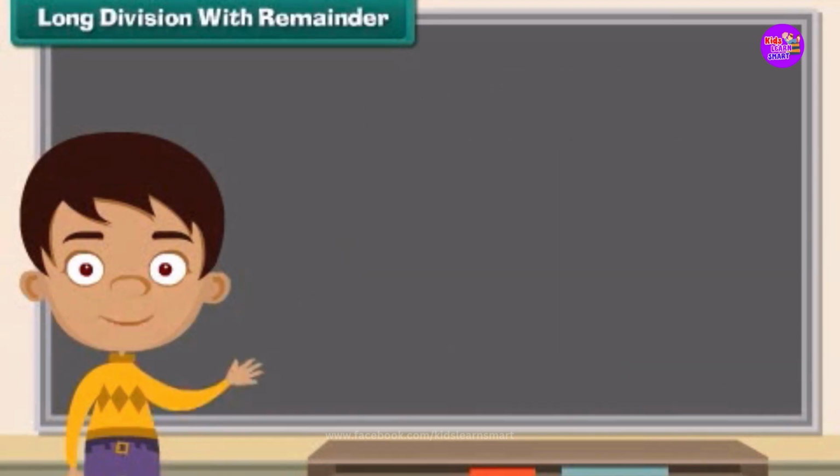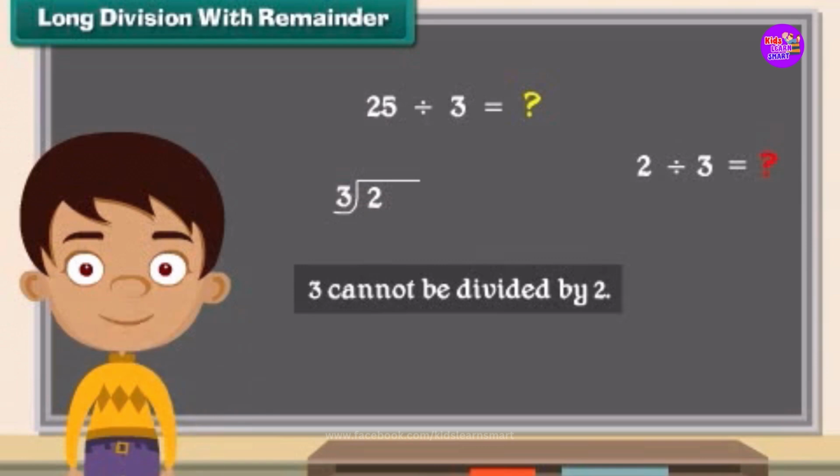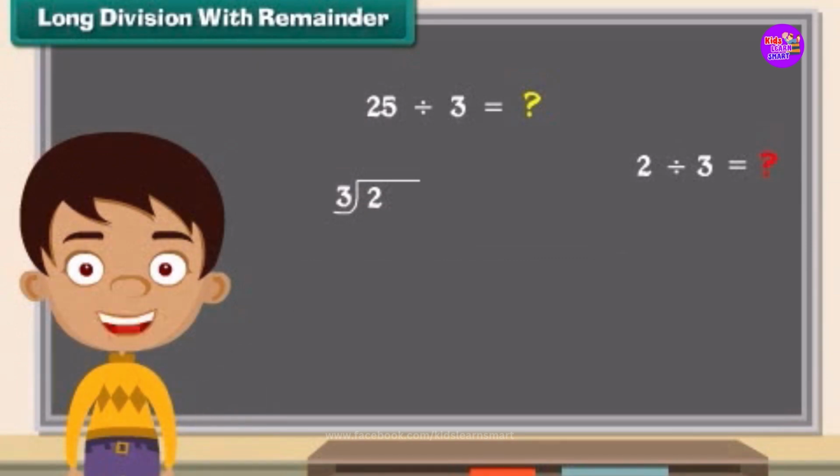Long division with remainder. Let's now solve another division question. Divide 25 by 3. The first number from the left in 25 is 2. Can we divide 2 by 3? No, 2 cannot be divided by 3. Therefore, we take both the numbers from 25. Now divide 25 by 3.